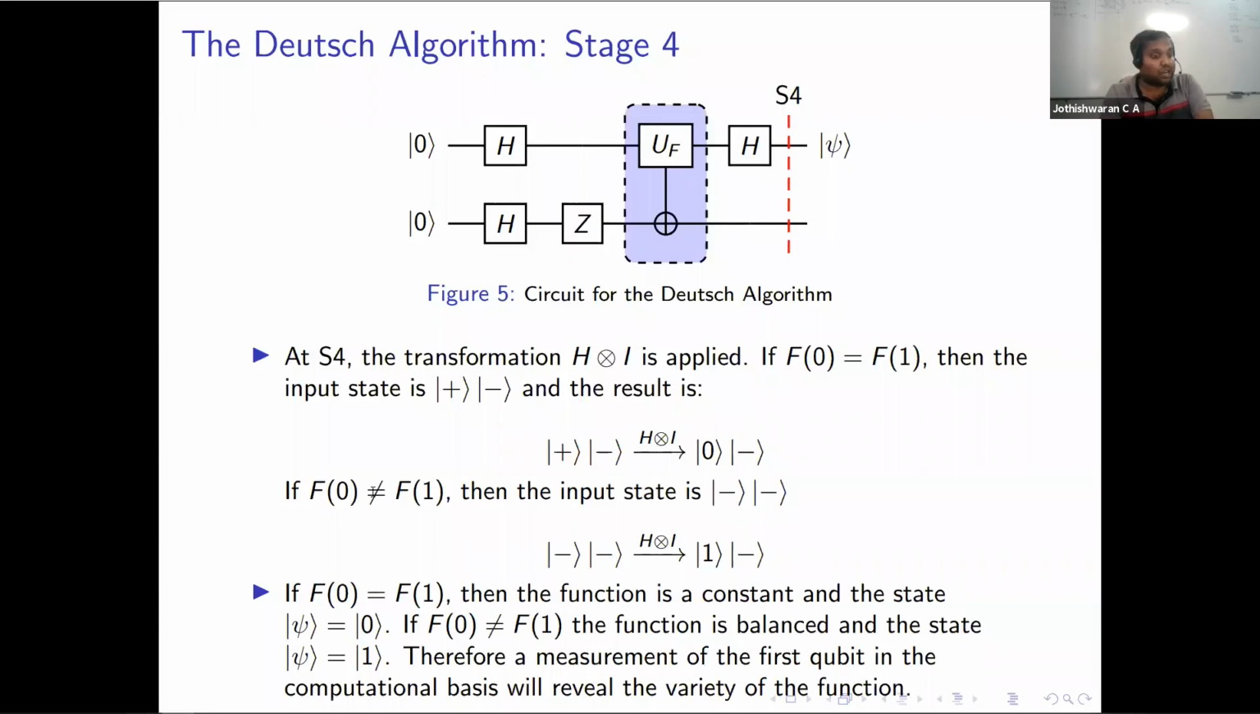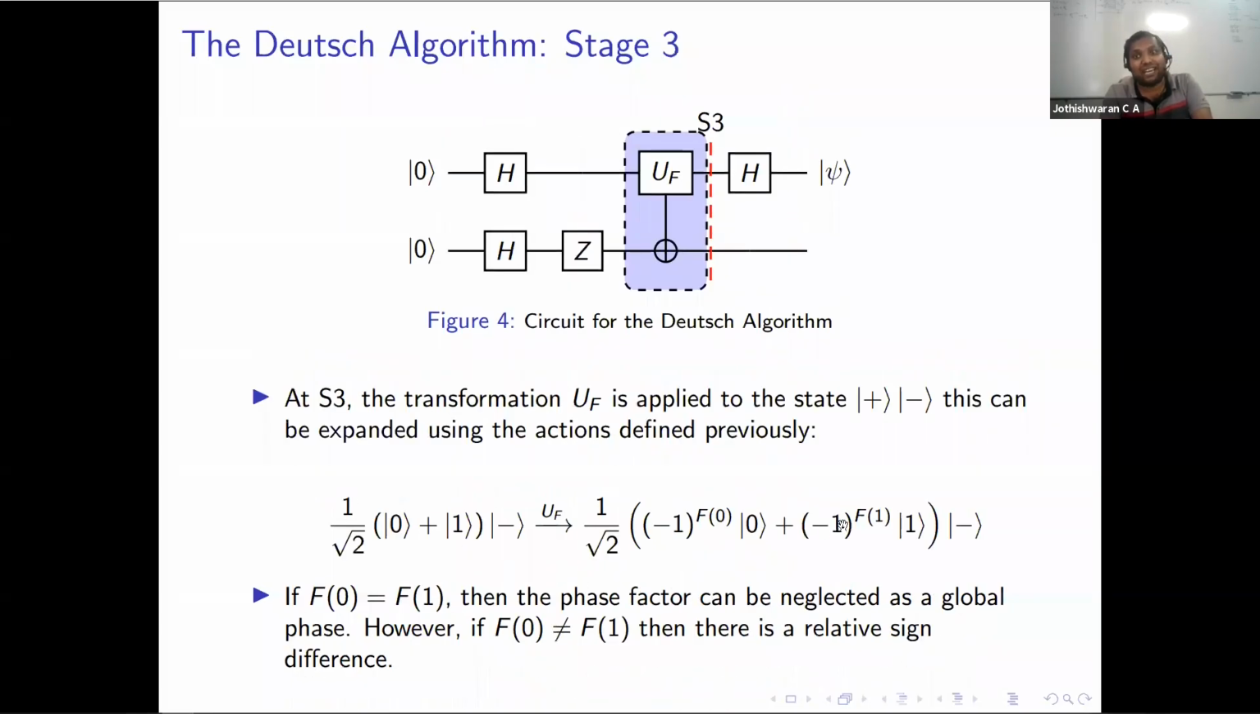However, when f0 is not equal to f1, I will have a relative difference. If this is plus 1, this will be minus 1. If this is plus 1, this will be minus 1. In that case, I can pull out an appropriate phase factor and define it as the minus state.